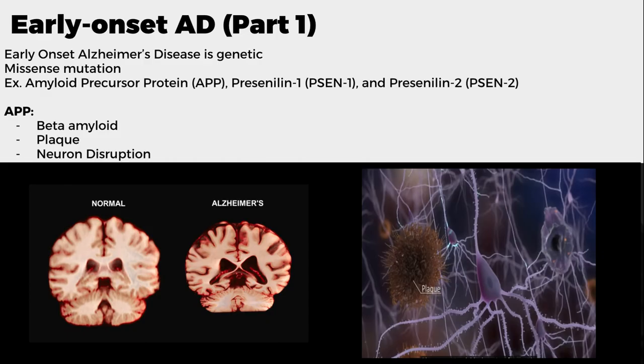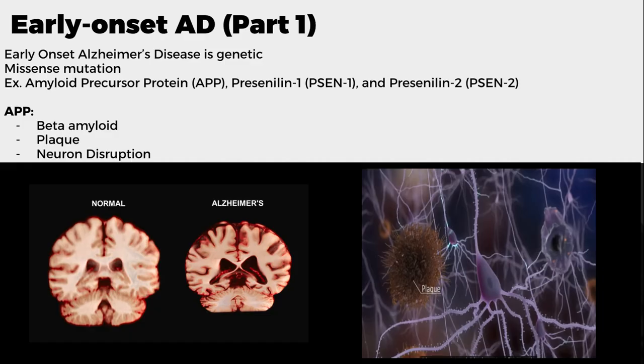APP, PSEN1, and PSEN2 are mutations inherited in an autosomal dominance pattern, which means you only need to inherit one copy of the altered gene to be at risk. So, if a child inherits one of these 3 mutations, they will have a 50% chance of developing Alzheimer's. Alzheimer's from APP only affects about 10% of people. The first genetic mutation linked to Alzheimer's was found in the APP gene.